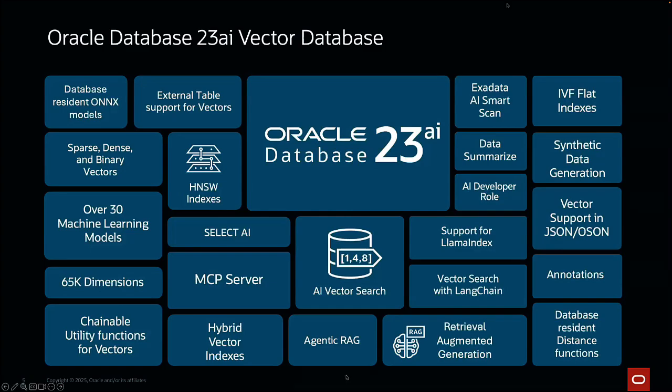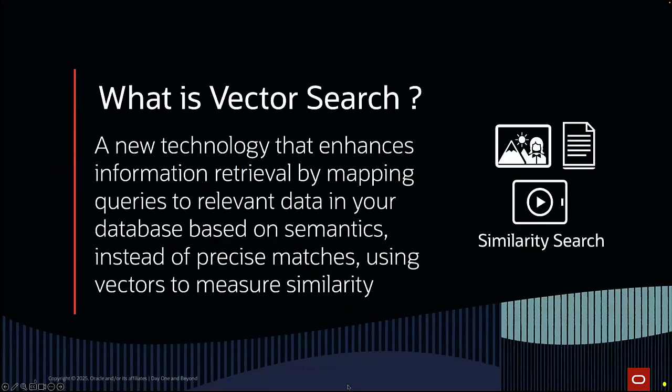So probably the next question on everyone's mind is, what is AI vector search? Think of AI vector search as a new technology that allows you to query digital information, or information that's in your database that's not necessarily structured. It gives you the ability to perform a semantic search instead of a precise search, and you're using new functionality, using vectors, to perform similarity search operations.